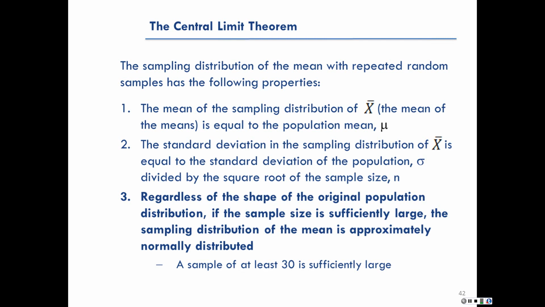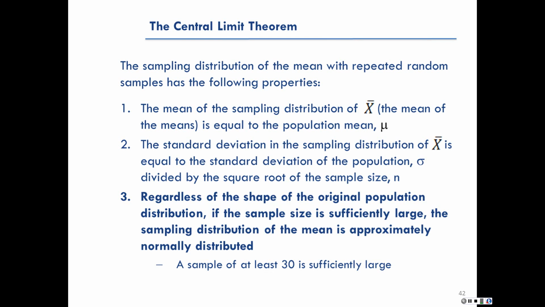We discussed that already. Thirdly, this is the point that is very important that I really want to emphasize because it's very good news. Regardless of the shape of the original population distribution, if your sample size is big enough, sufficiently large that is, the sampling distribution of the mean is approximately normally distributed. So your original population may not be normal at all. It might be a really screwy distributed variable. As long as your sample size is big enough and you're sampling randomly, the sampling distribution of the mean, the sample mean, is normally distributed. And then we can use our handy standard normal table to look it up. So that's really good news.